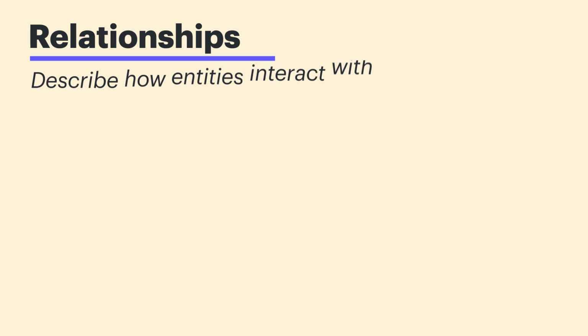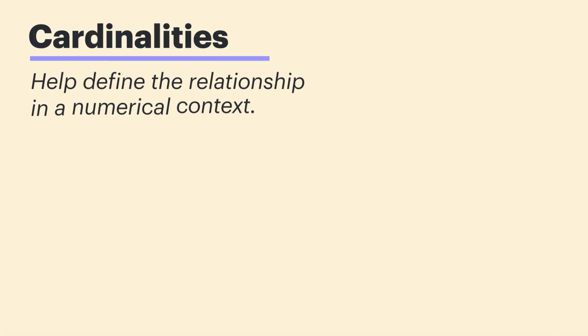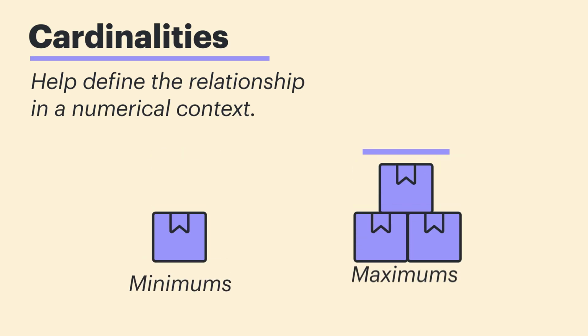Relationships describe how these entities will interact with each other. So when I draw a line between these particular elements, I'm showing that there's some sort of interaction or connection. And now that we have our relationships in place, we'll see an interesting notation attached to our lines. This is called cardinality. Cardinalities help define the relationship in a numerical context, particularly within minimums and maximums.